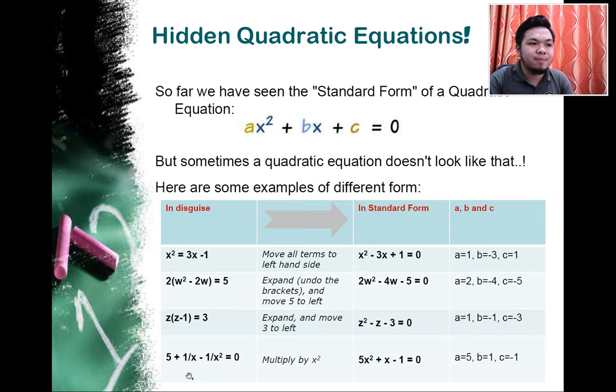Last example. 5 plus 1 over x minus 1 over x squared is equal to 0. Just multiply all the sides by x squared. So, ito lang yun: 5x squared plus x minus 1 is equal to 0. So, kunin natin yung values, di ba? A is equal to 5, B is equal to 1, then C is equal to negative 1.